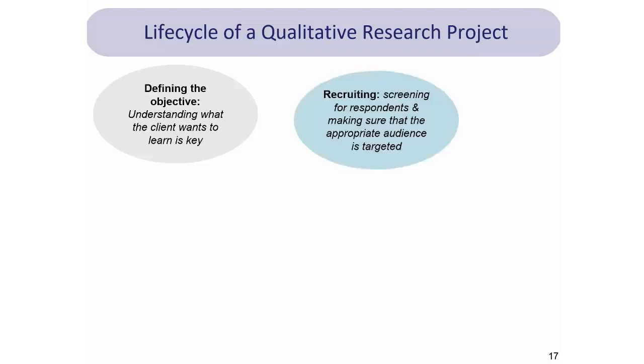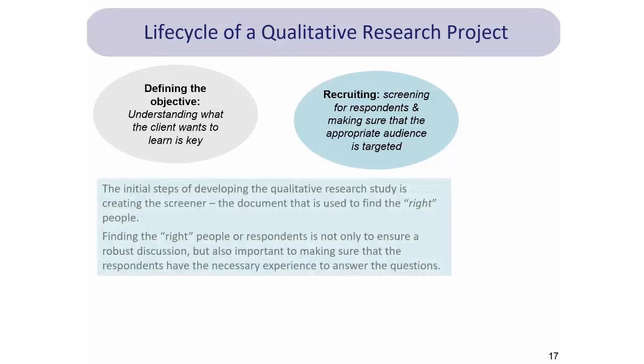Next, you have recruiting. So the recruiting process for qualitative research, you design something called a screener. And the screener is written, it's very much like a survey. And this recruiting screener is used to find the right people. Because as I mentioned earlier, it's important to ask the right question, but it's also extremely important to have the right people or the right respondents in the room, either in the focus group room or on the phone. It's important to have the right people because you want them to be knowledgeable of what you're talking about. You want them to be able to answer the question.